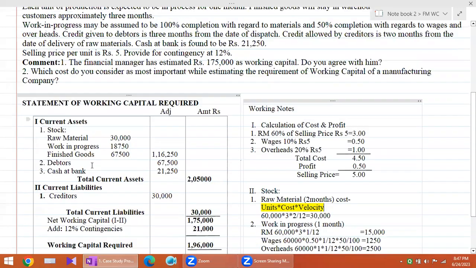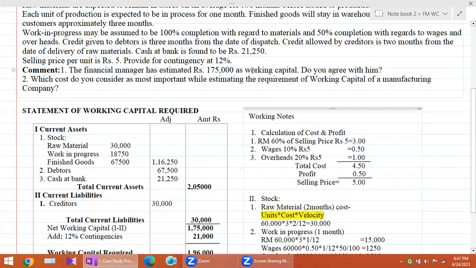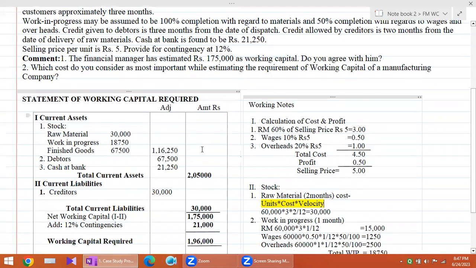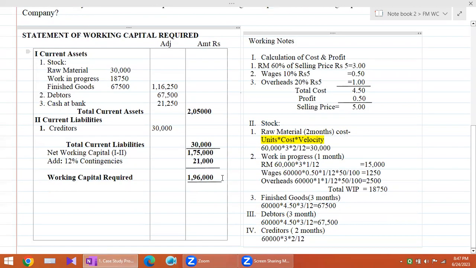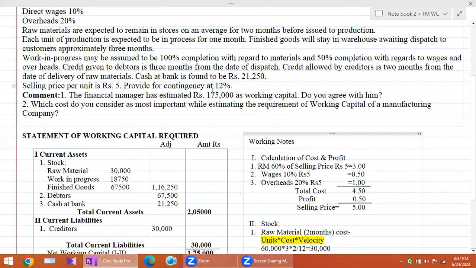These two comments you have to write. For the first, the answer is no, because this 1,75,000 is less than whatever you have ascertained, 1,96,000. And that will not be enough to meet the operations of the organization. So what is working capital? It is nothing but the amount which is used to meet the day-to-day expenditure. So how much you have to keep? 1,96,000 should be there as working capital, but not rupees 1,75,000. This is first. And material cost is very, very important. Here I conclude this problem.